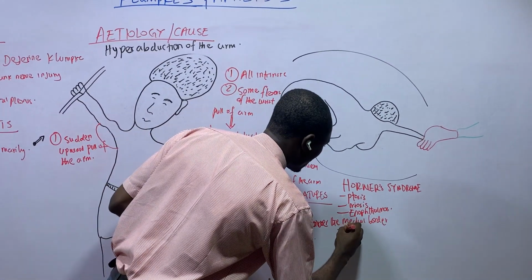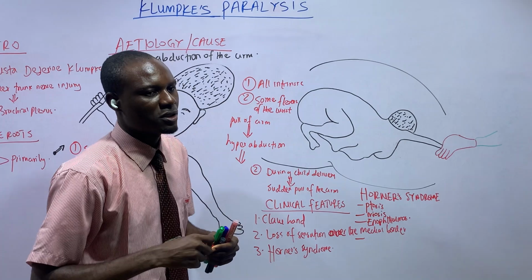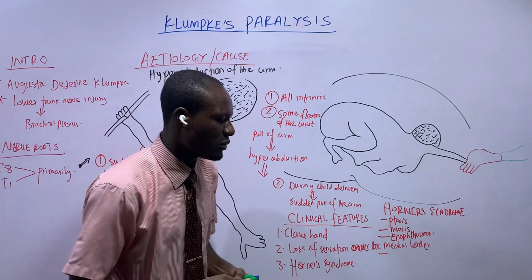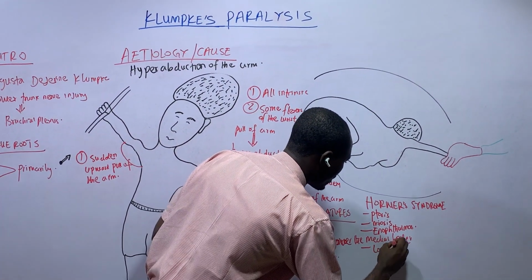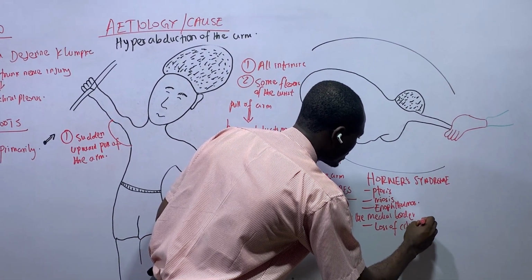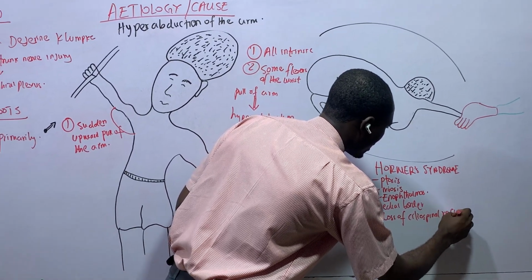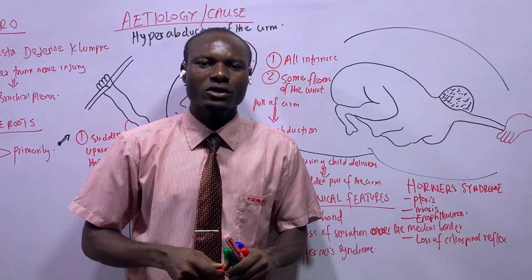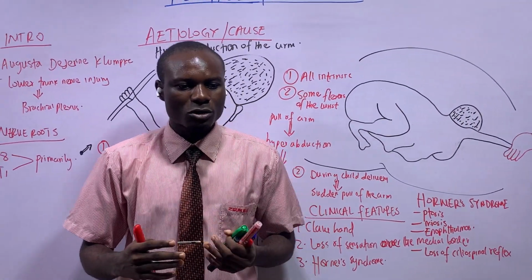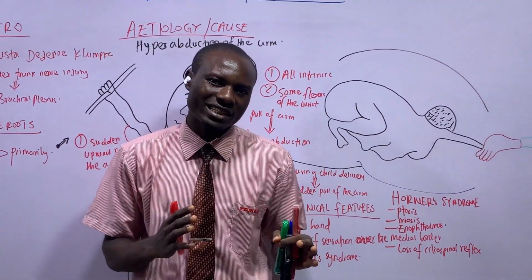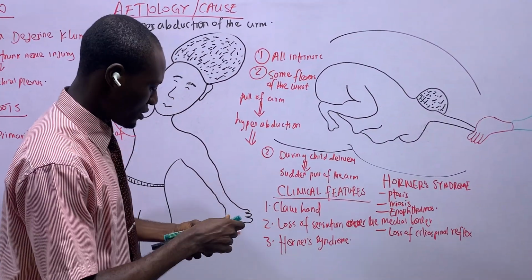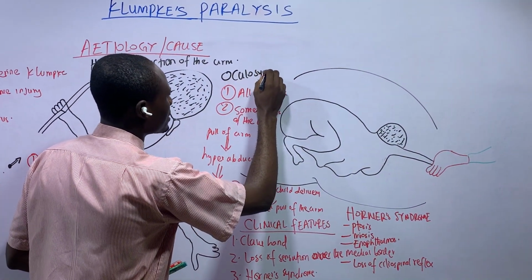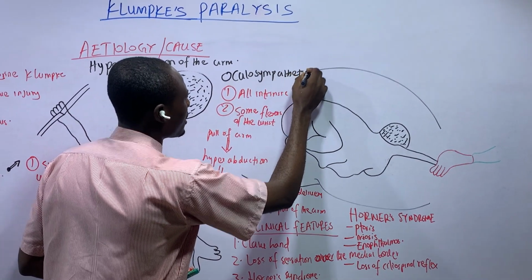Which other clinical feature is seen in Horner syndrome? In Horner syndrome, there could be loss of the ciliospinal reflex, especially if the injury occurs proximal to T1. All right. So another name for Horner syndrome is oculosympathetic paralysis. Horner syndrome is also described as oculosympathetic paralysis.